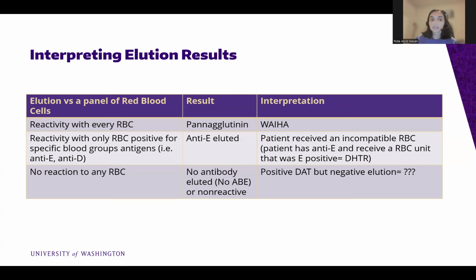And then the third thing, which can unfortunately happen pretty frequently, is that when we elute off the antibody, it doesn't react to any of our reagent red blood cells. And now we say no antibody eluted. Some labs will say non-reactive. And this, I think, creates even more confusion because now you have a positive DAT but a negative elution study.